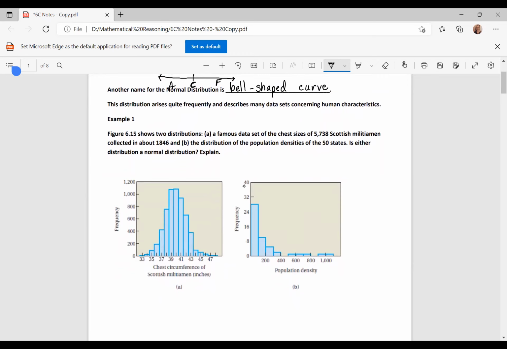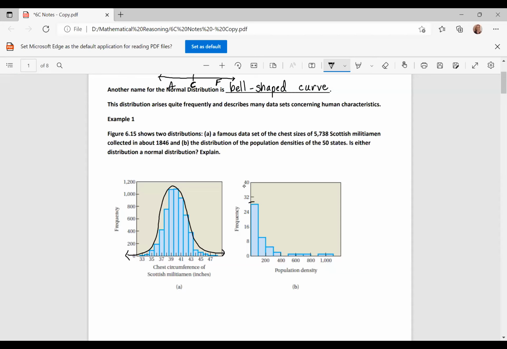This first one is describing chest circumference of Scottish militiamen in inches. And we've got the frequency over here. And if you kind of look at this and we were to draw some kind of curve over the top of it, it kind of goes up, and it comes back down. Pardon me, this kind of models the normal distribution, pretty symmetric, okay?